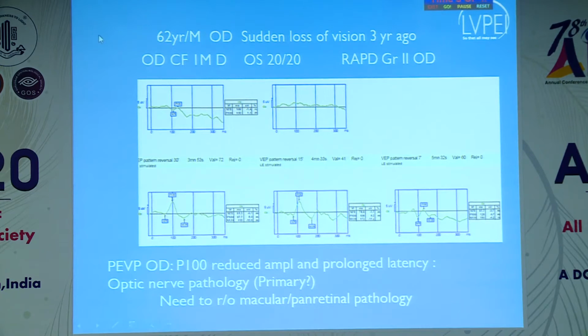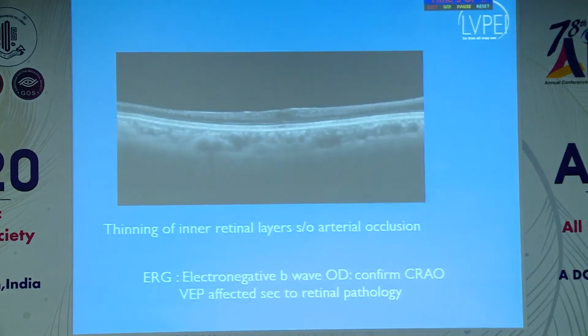Similarly, another subject, a 62-year-old male with right eye counting fingers at 1 meter, left eye 20/20. We can see that the waveforms are stunted, with increased latency in the right eye. It was thought to be optic neuritis, and the patient was about to go, but when we looked at the retina, we could see that the inner retinal layers were atrophied, and it was actually a case of central retinal artery occlusion, presenting with a stunted visual evoked potential. So these tests need to be taken along with other objective tests of macular function.